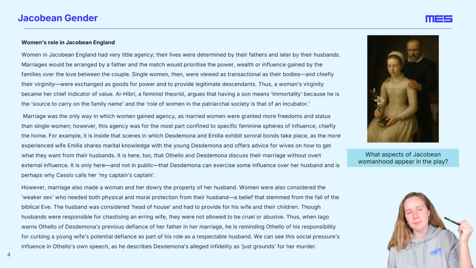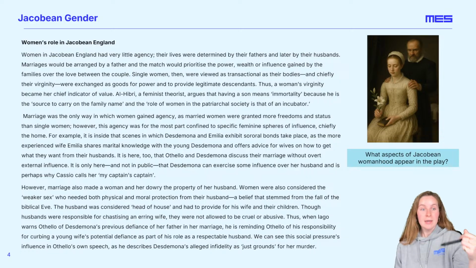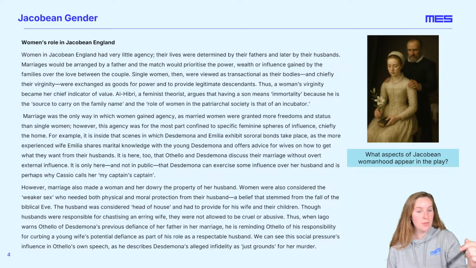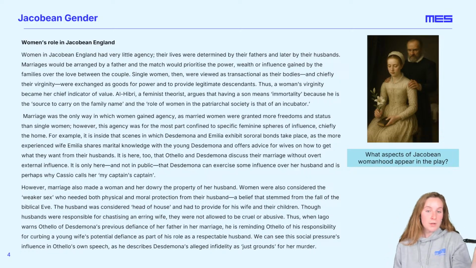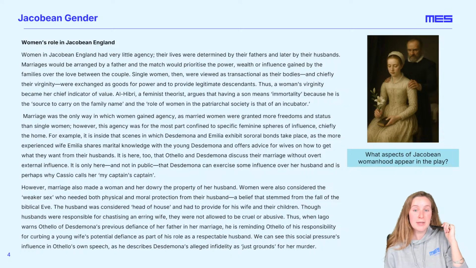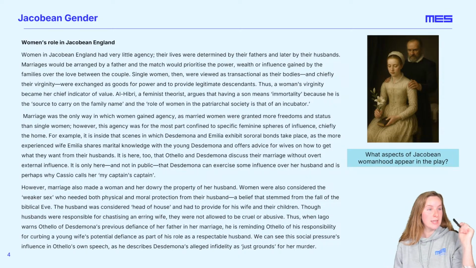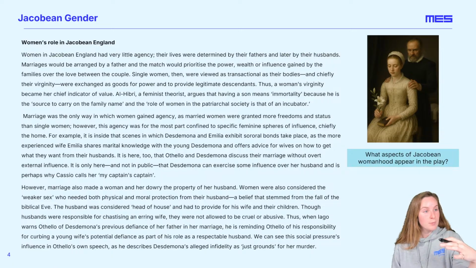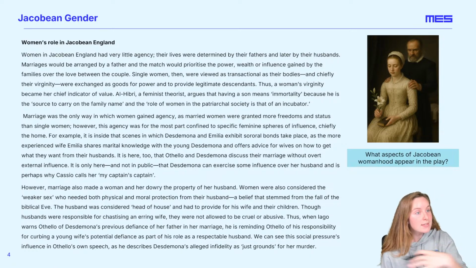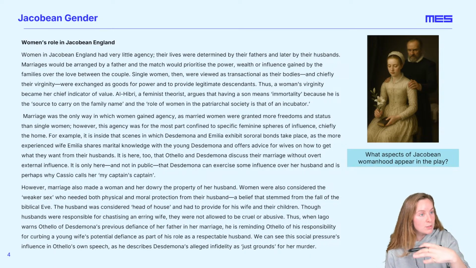Al-Hibri, a feminist theorist, argues that having a son means immortality because he is the source to carry on the family name, and the role of women within the patriarchal society is that of an incubator. Think, what's an incubator? An incubator is a place, for example, where chicken or duck eggs are kept, like a box, a warm box where they are used to nurture the eggs into forming hatchlings.